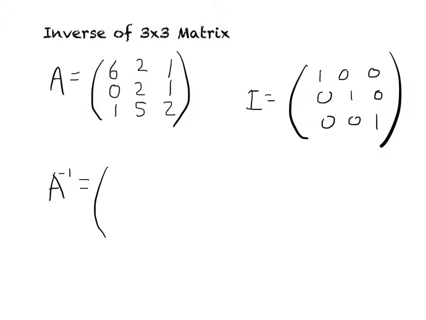Well, I'm going to focus on it position by position, so the top position here. What I do here is I look at the 6, cross off its row and column. I'm doing this mentally, and I'm left with this 2 by 2 matrix. I'm going to find the determinant of that, which is 4 minus 5, which is minus 1, and I'm going to write the minus 1 in there.